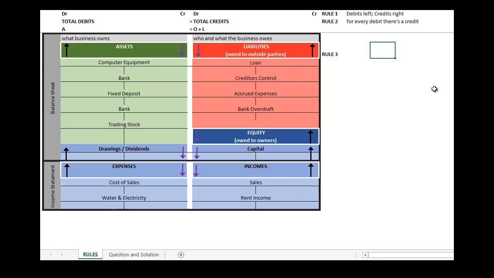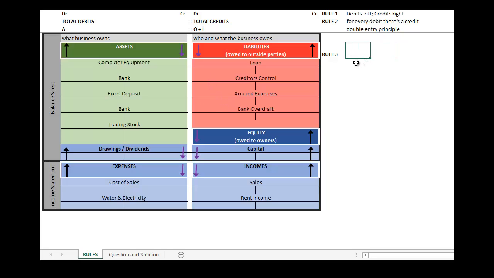Rule number two. For every debit, there must be a credit. That's the golden rule. This is also known as the double entry principle, which means every transaction, every activity that occurs is always going to affect two accounts. You can have two assets, or you can have an asset and a liability. You can have any combination of accounts affected, but there must always be two accounts affected for every activity that occurs.